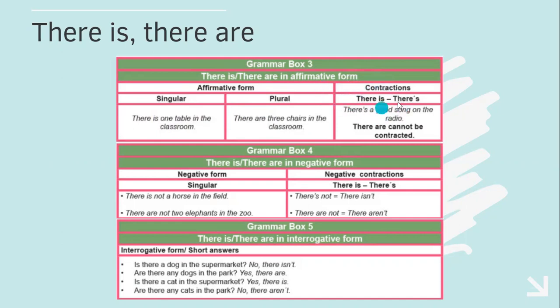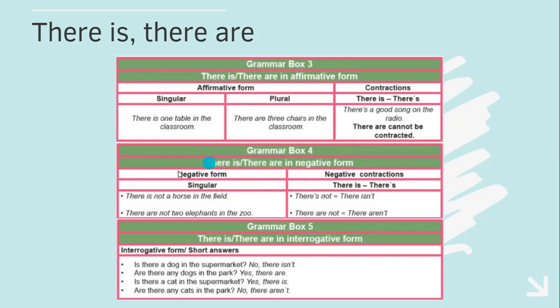And here there is an important thing. There is can be contracted to there's. There's a good song on the radio. There are cannot be contracted. Entonces, there is es para singular y there are es para plural, okay?